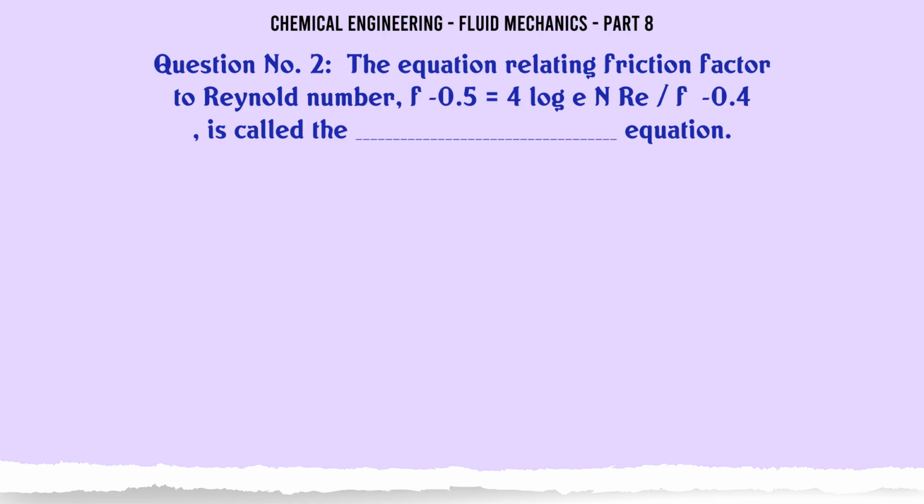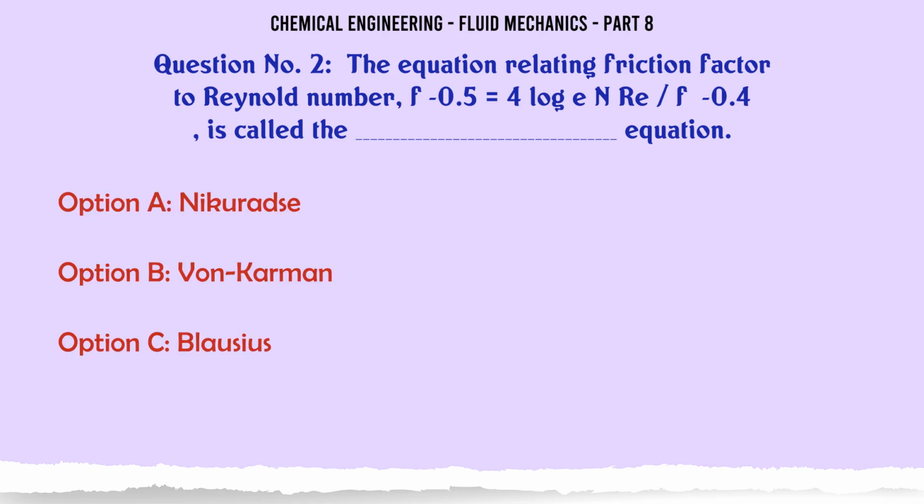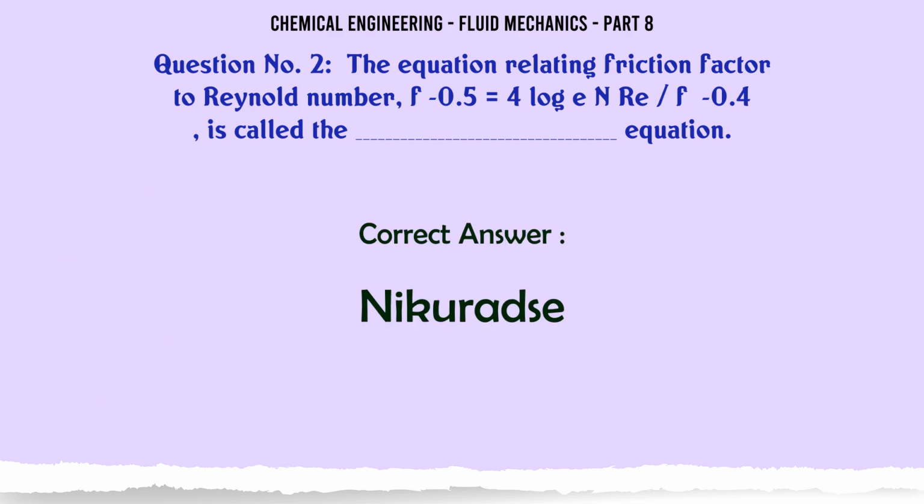The correct answer is gm/cm·sec. The equation relating friction factor to Reynolds number, 1/√f = 0.54 log(Re√f) − 0.4, is called the equation: A. Nikuradse, B. von Karman, C. Blasius, D. Colebrook. The correct answer is Nikuradse.